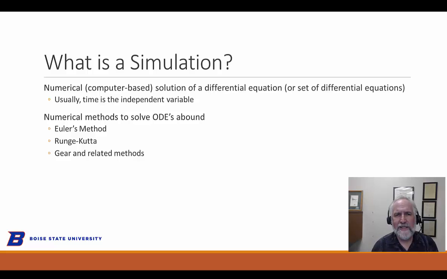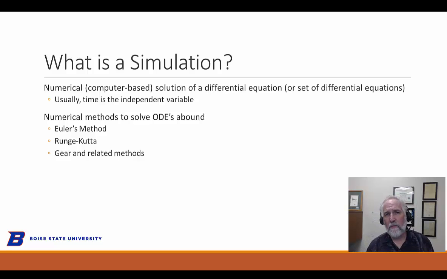So what is a simulation? In essence, when we're talking about this in the context of dynamic systems and engineering, we're talking about a numerical solution to a set of differential equations. And in the context of this class, we're going to constrain ourselves to ordinary differential equations where there's only one independent variable, and generally that's time.